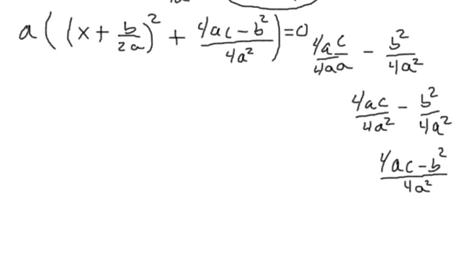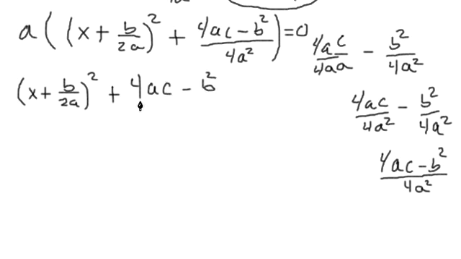So now what I'm going to do is I can multiply both sides by 1 over a. That just drops the a completely out right here. So I'm going to rewrite this now as x plus b over 2a, that's squared, plus 4ac minus b squared, that's all over 4a squared, and that's equal to 0.